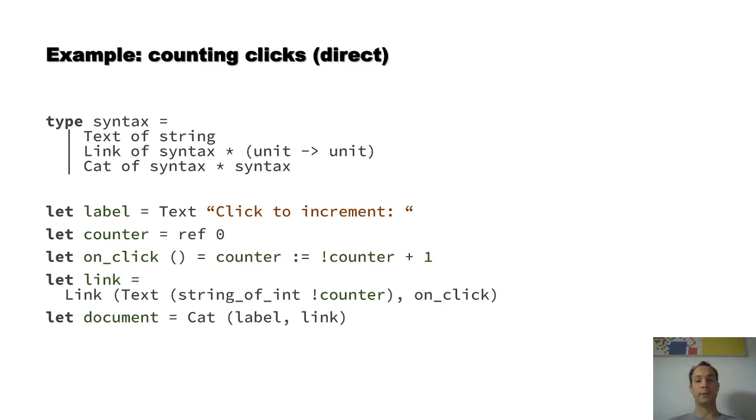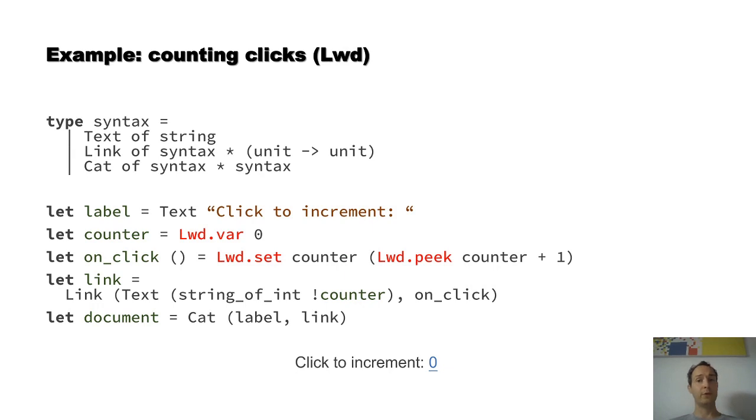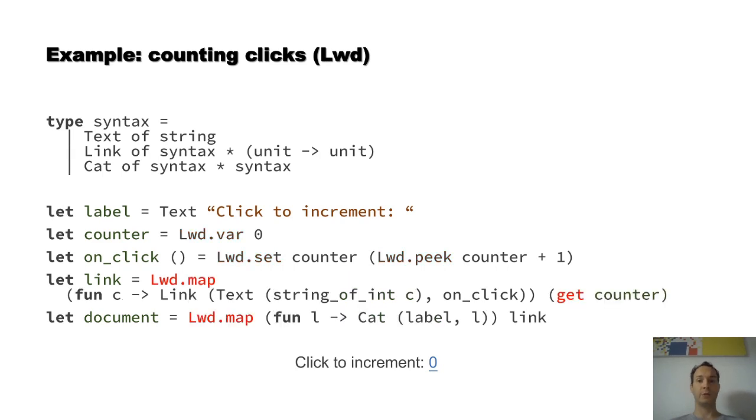With an appropriate renderer, it will display as follows. If we click it, the counter is incremented, but there is no way to update the document. It's a pure value. To remedy this, we first switch the state from being a reference to being a variable. Then we lift the rest of the document to depend on the counter state.